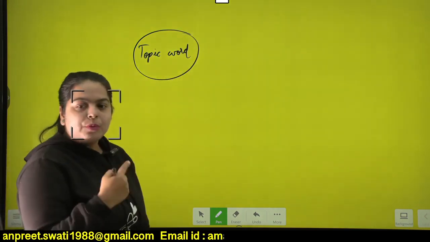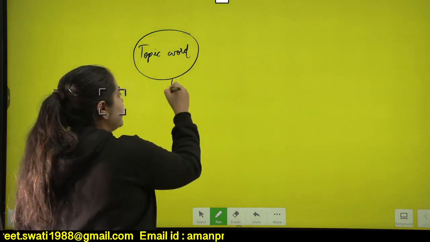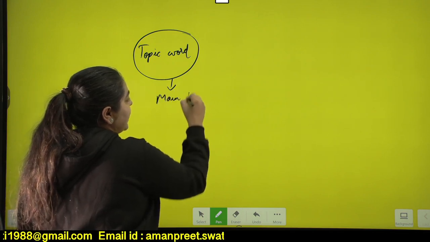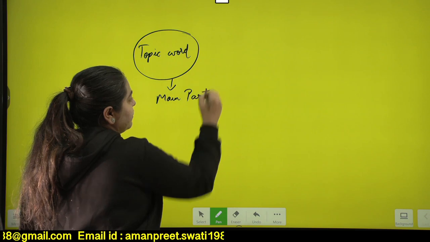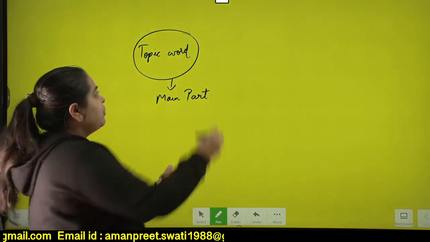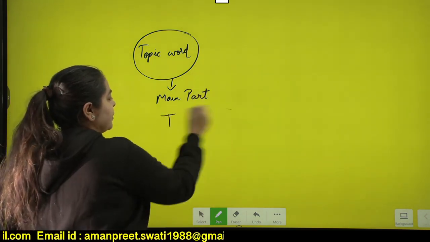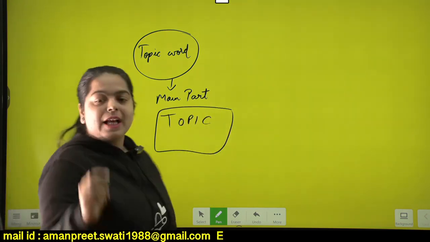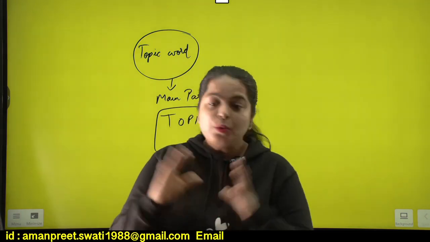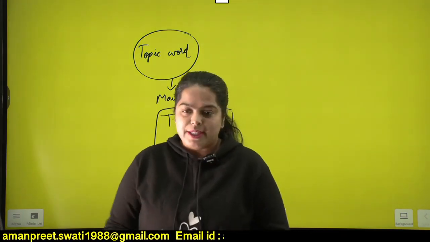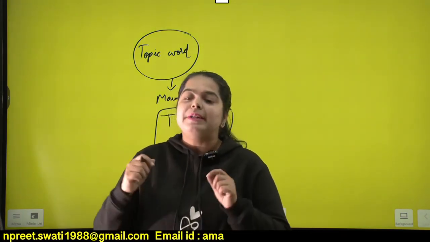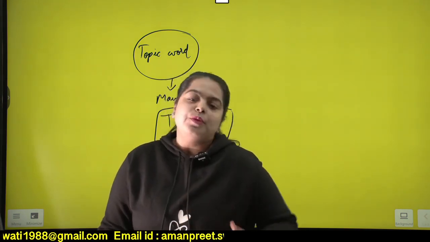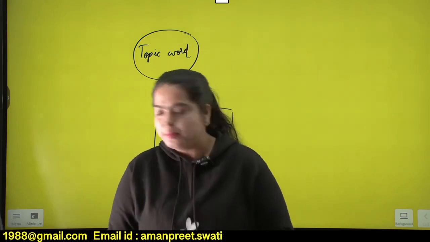So what this topic word is all about, basically it is the main part of the essay writing. Main part, right? So you need to identify the topic first. This is really very important. What is the whole topic? Because until and unless you are well aware of what the topic is all about, it will be difficult to justify the statement in a well-versed manner. So that's just really very important.